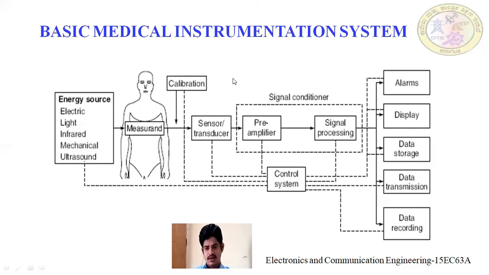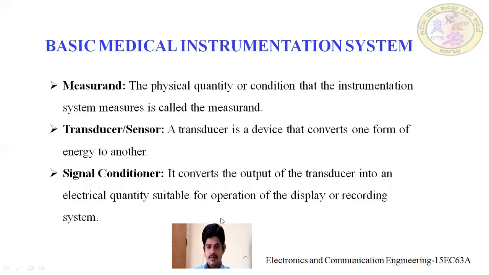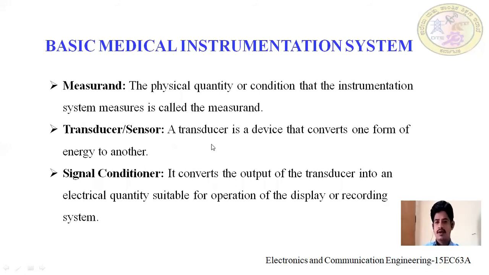Okay, let's deal with them one by one again. The first one, measurand. The physical quantity or the condition that the instrumentation system measures is called the measurand. So the physical quantity or condition will be measured from the human or the patient in this case. Next we have a transducer or sensor. A transducer is a device that converts one form of energy to another. Next we have a signal conditioner. It converts the output of the transducer into an electrical quantity suitable for the operation of the display or recording system. And we have seen the different recording systems and output systems in the previous diagram. For that, it will convert suitably.